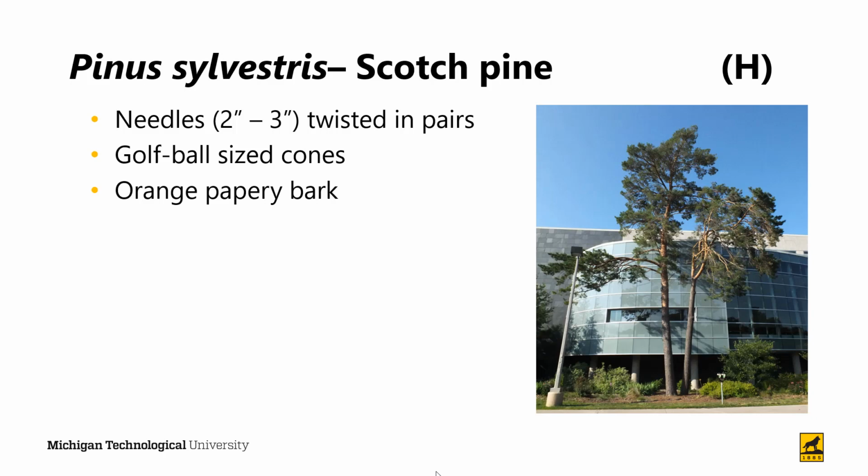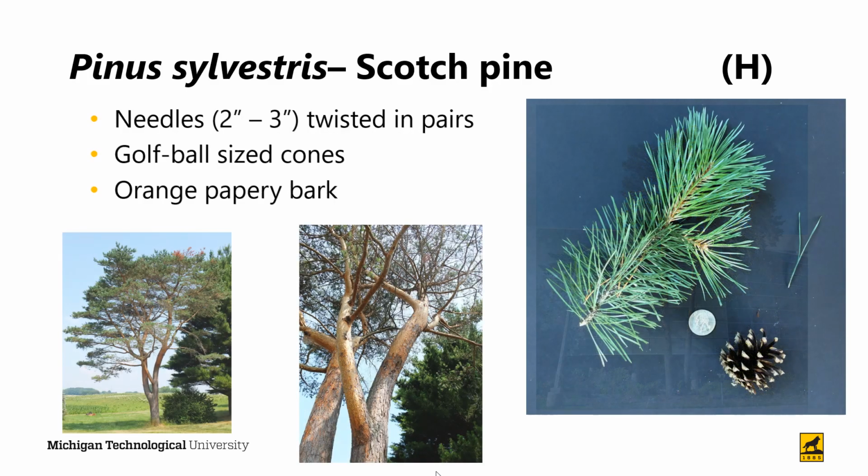Near the hawthorn on the southwest corner of the library, we find a Scotch pine. As the name suggests, it's not native to North America. We can tell it's a pine because the needles are in groups, in this case pairs. The needles are about 2 to 3 inches in length, and they're somewhat twisted. The cones are relatively small, a bit larger than a golf ball. But the feature most characteristic of Scotch pine is the cinnamon-colored bark on the upper trunk and branches.